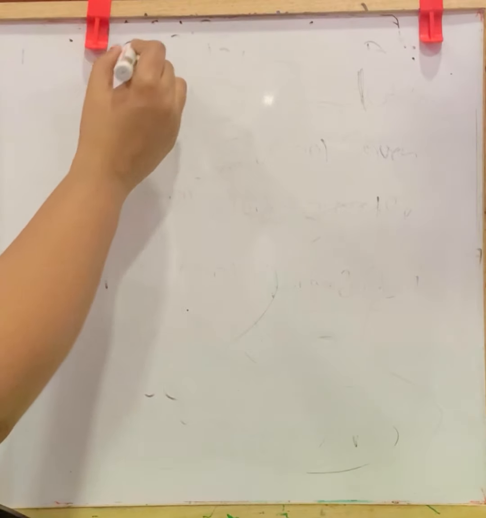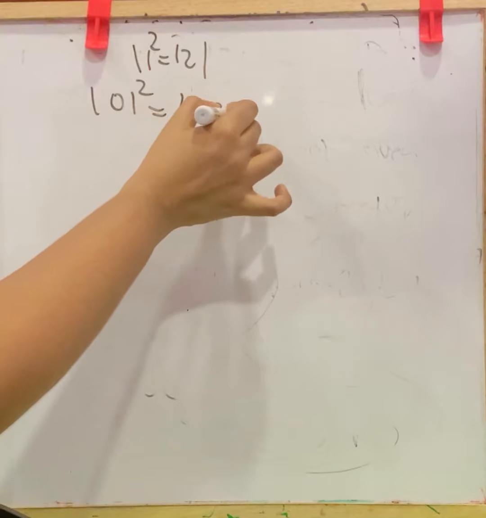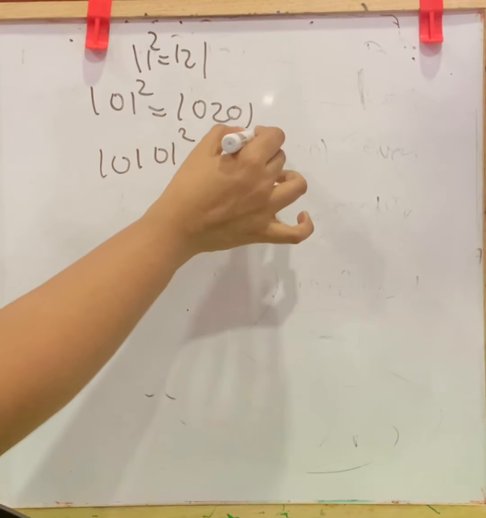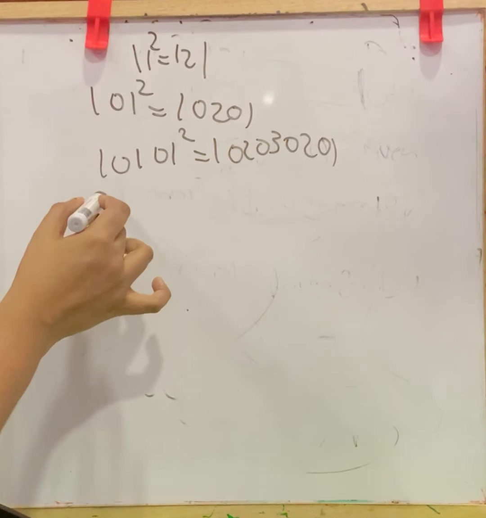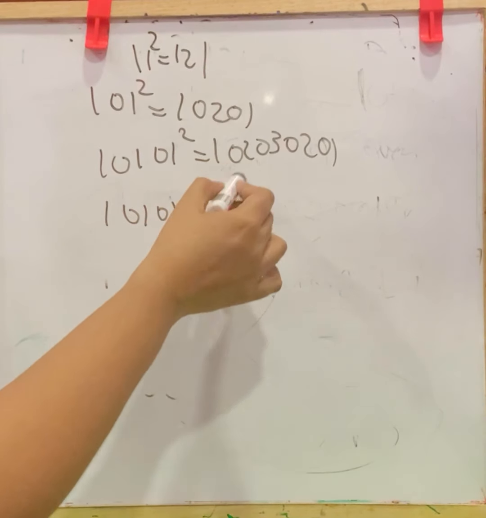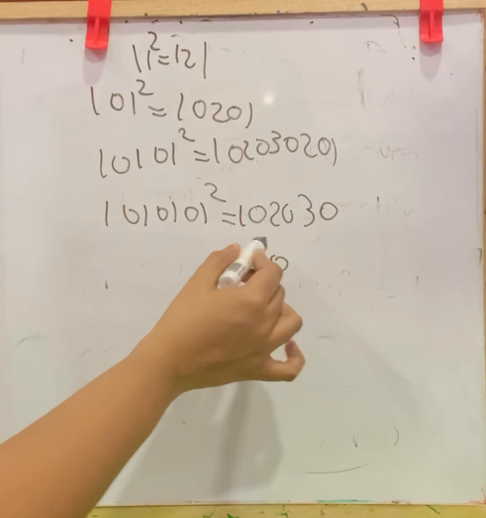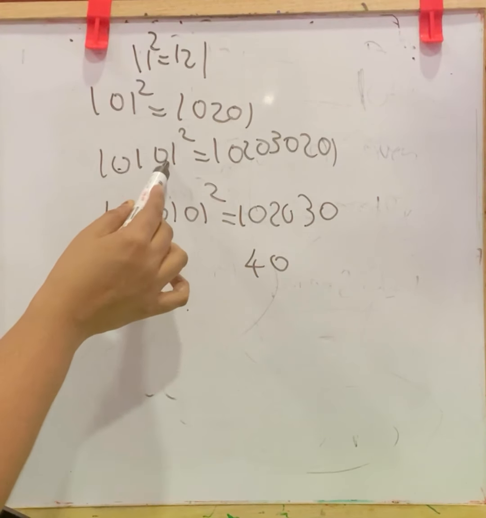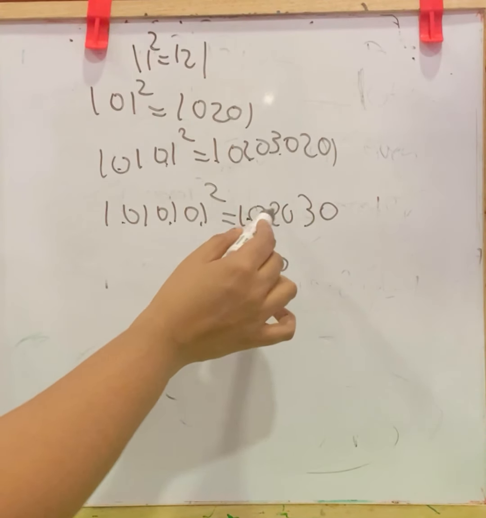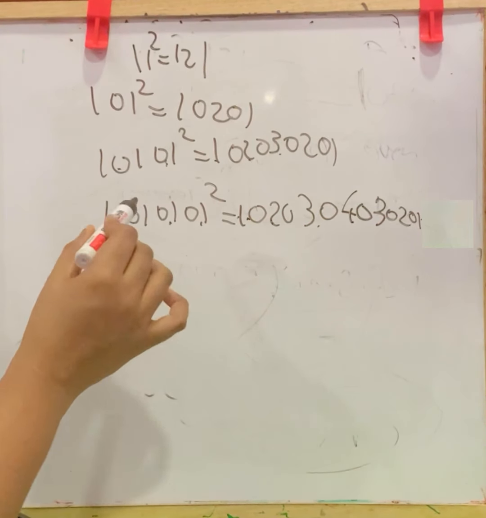Next pattern. 11 square is 121, 101 square is 10201, 10101 square is 102030201. So 1010101 square will be 1020304030201. Here 2 zeros, so 1, 2, 3. Here 3 zeros, so 1, 2, 3, 4, 0, then 3, 0, 2, 0, 1. This will be the pattern.